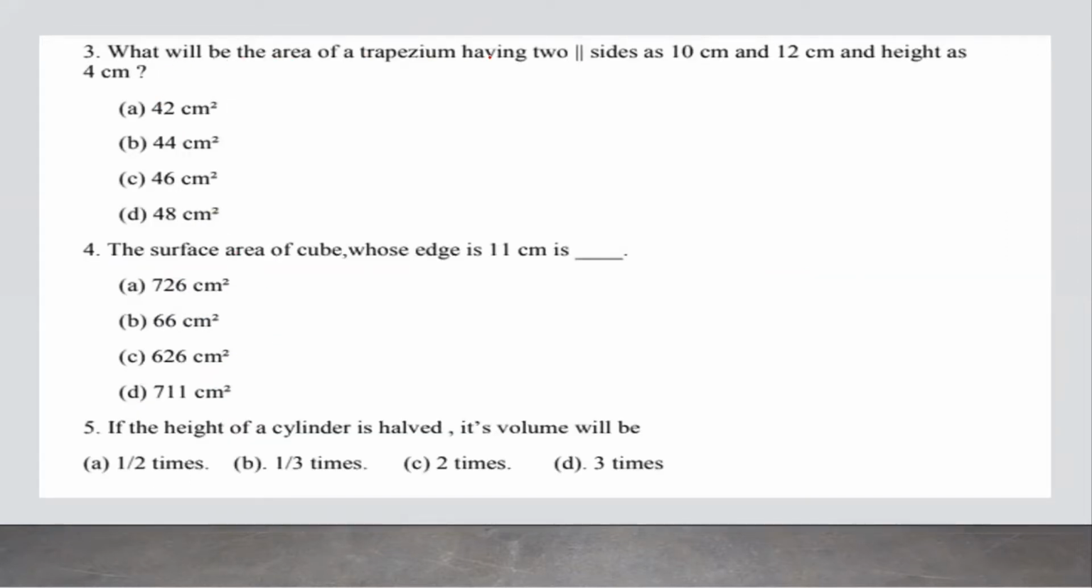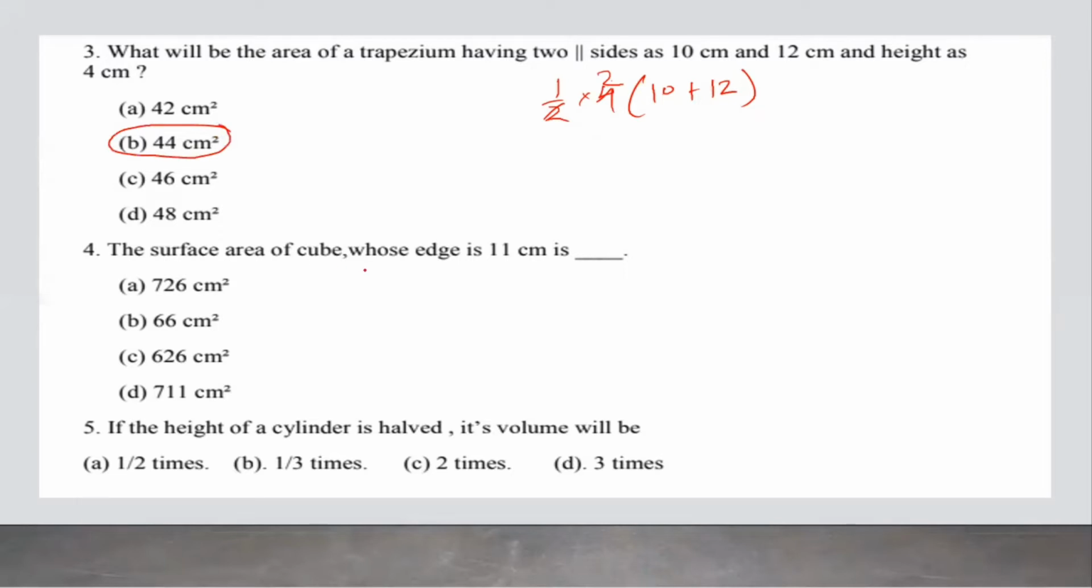What will be the area of a trapezium having two parallel sides as 10 centimeter and 12 centimeter and the height as 4 centimeters? So this is MCQ and we need to solve it very fast. So area of a trapezium is half h in bracket a plus b. So half height is going to be here 4 and the sum of parallel sides which is 10 plus 12. So when we simplify this, 10 plus 12 is 22 and 22 times 2 is 44 centimeter square. So this is going to be the area of a trapezium.